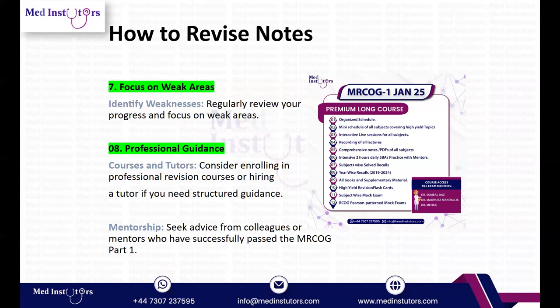You can also take professional guidance, like you can take some courses, or you can take some tutors, or you can follow the advice of your mentor. Consider enrolling in professional revision courses or hiring a tutor if you need structured guidance. But again I endorse this: make sure you are following the right track, you are following the right people, because when you take multiple opinions from different people, at the end of the day, you are confused. So please make sure of which direction you are following.